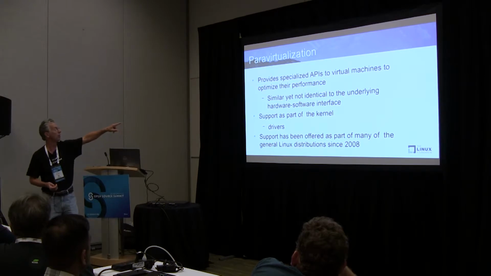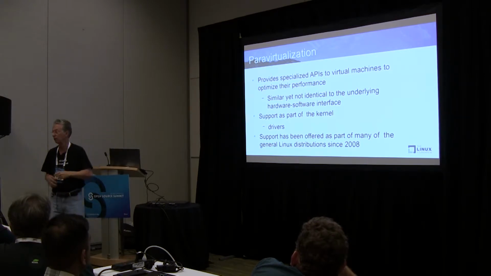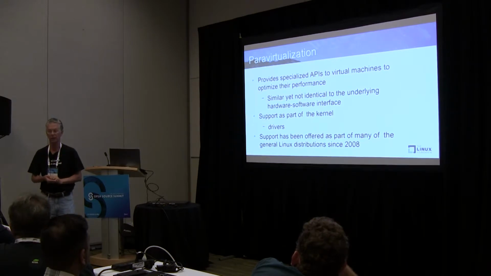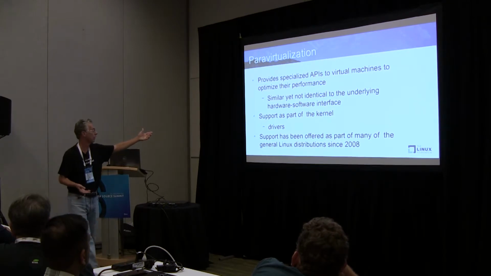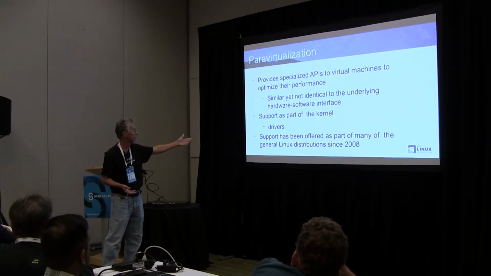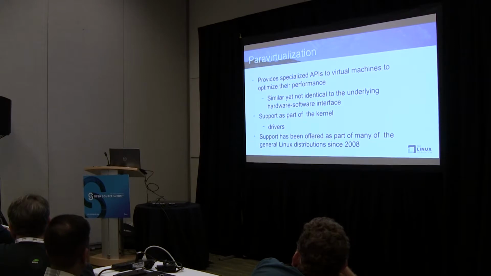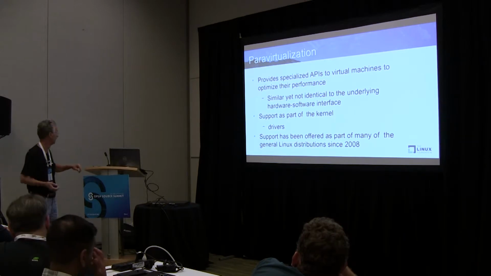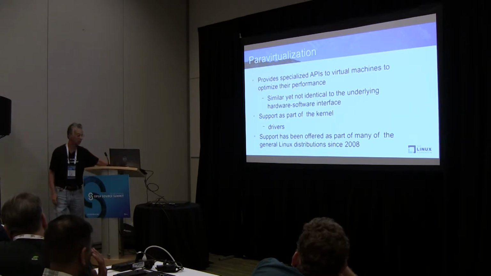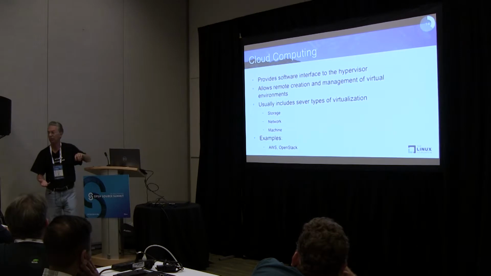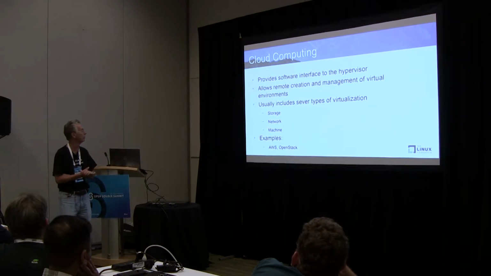It's, again, similar yet not identical to the underlying hardware-software interface. It may use some of that hardware to accelerate things, but it's not providing all of this. You can't directly get to that hardware. It's providing a standard API to get to it where it can take advantage of it. Its support is part of the kernel, and it requires specialized drivers. And again, KVM uses that. We've had paravirtualization in KVM since 2008. It was around 2008, 2009, 2010 that KVM had the hooks and finally had the performance it took to become a full professional-grade hypervisor, if you please.